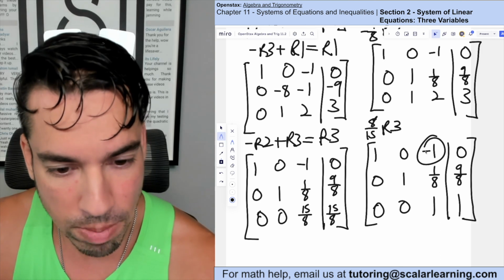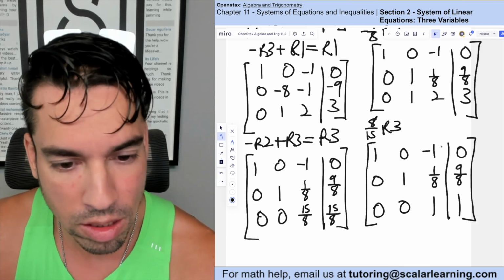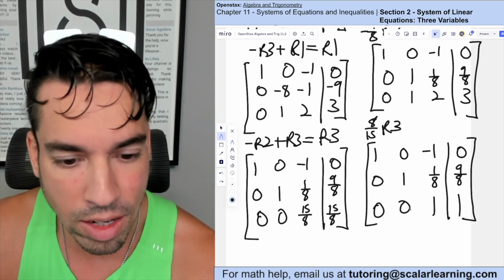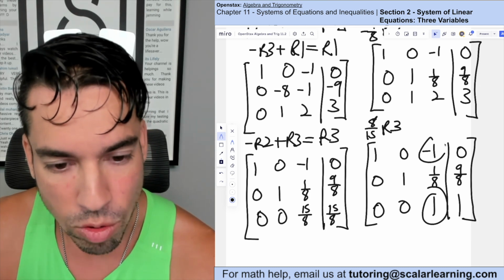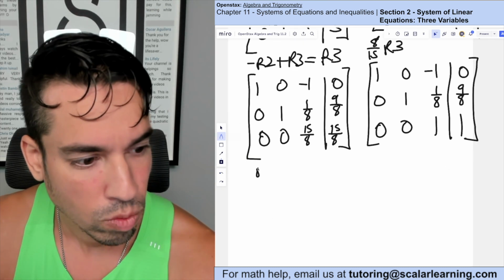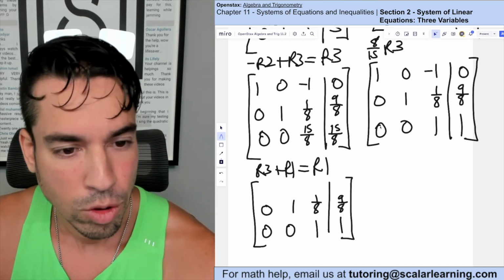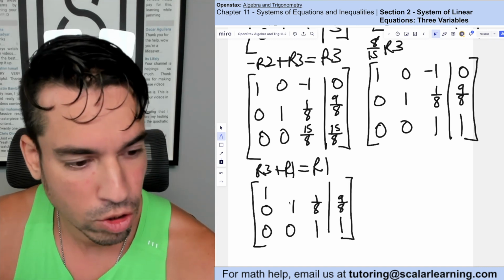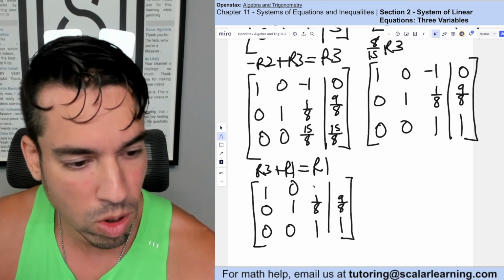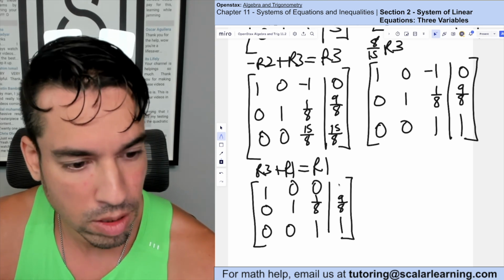Now we just need to flip this and this to 0. The easy way to flip this one first is I'm just going to add straight up row 3 as it is to row 1, because that's going to 0 that out. So row 3 plus row 1 to give a new row 1. Here we go. So we got 0 plus 1 is 1. 0 plus 0 is 0. 1 plus -1 is 0. And then 1 plus 0 is 1.